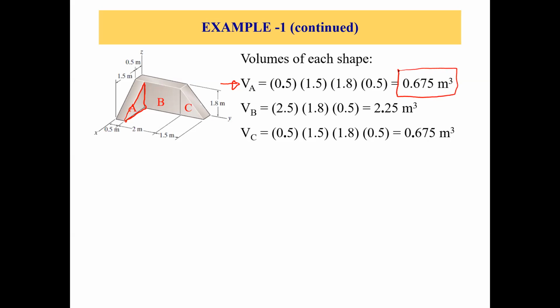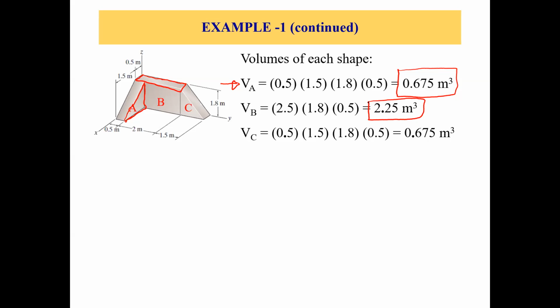Now, part B is a rectangle. Part B is from here till here. This part is your part B. Let's take the volume of this part. Again, length times width times height or thickness. So 2.5 times 1.8 times 0.5, we get the volume, which is 2.25 cubic meters. So this is the volume of part B.